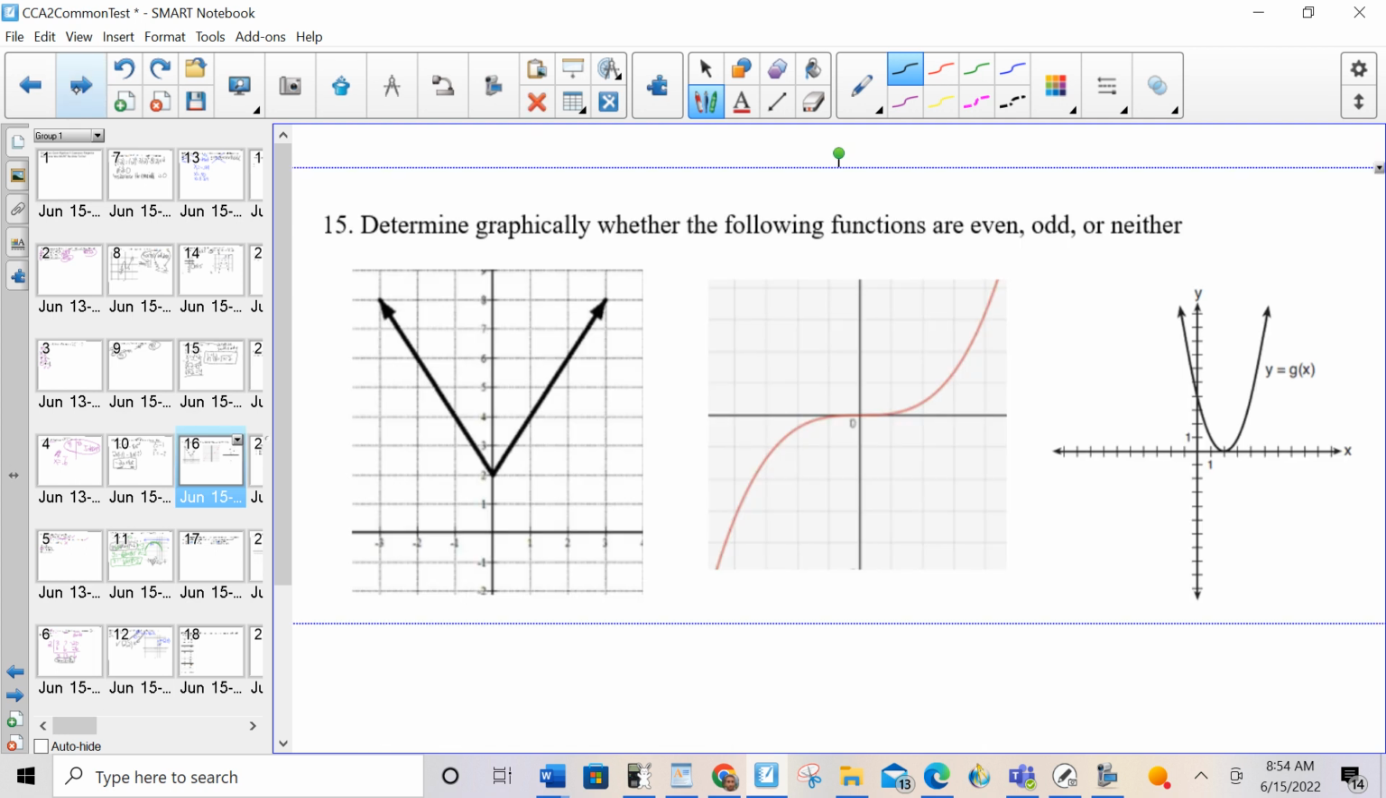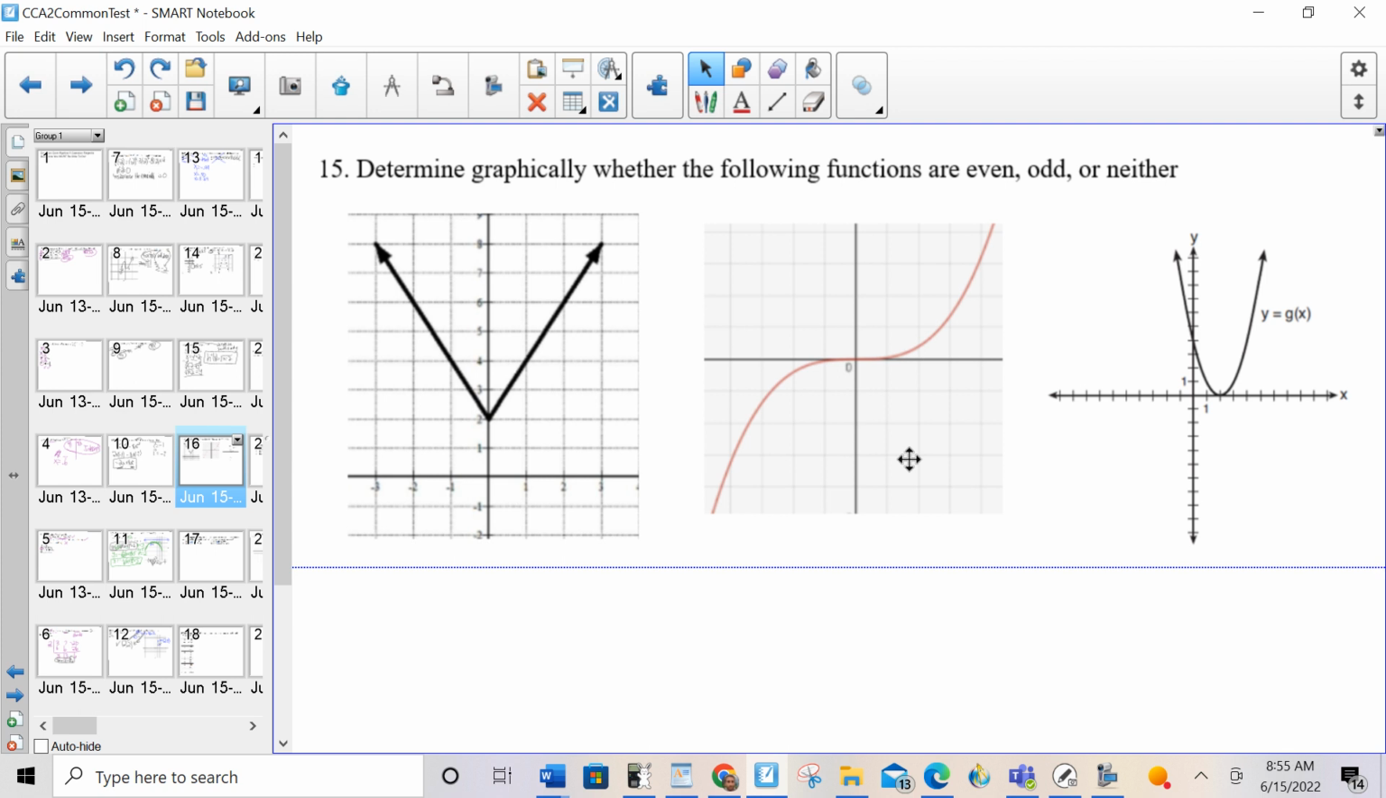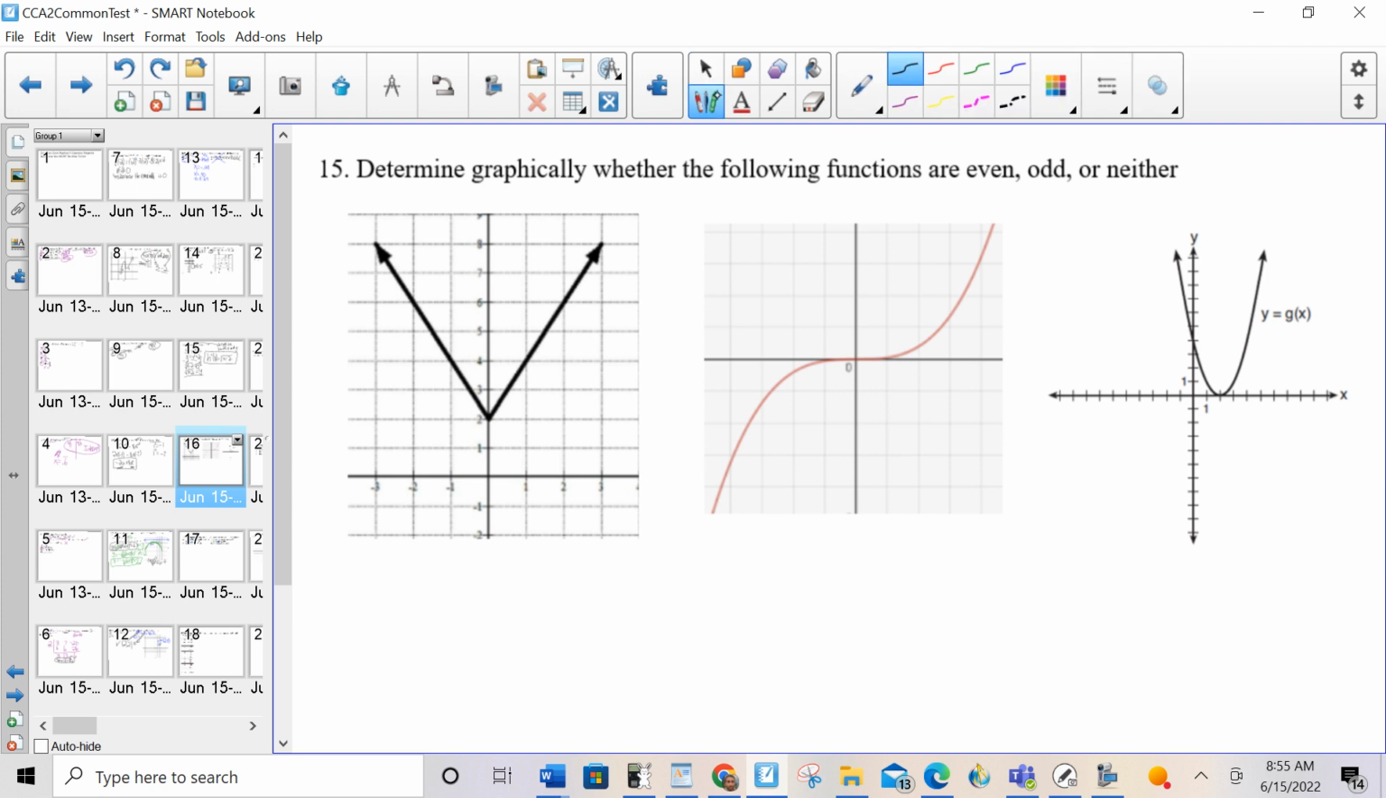Determine graphically whether the following functions are even, odd, or neither. This is another one where I want to change my song because my song is too complicated because my song incorporates algebraically as well. It is very unlikely you're going to have to do this algebraically. Once ever on the regions, it said to do it algebraically. And if you did it graphically, you got 1 point out of two instead of 2 points out of two.